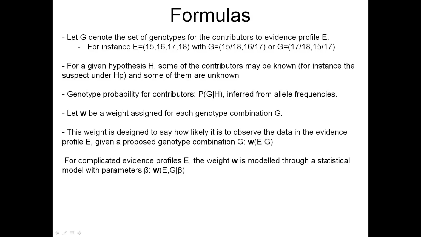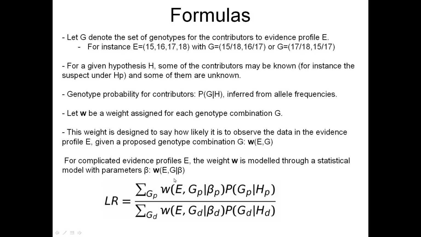It's modeled through a statistical model with parameters beta. So the weight also depends on unknown model parameters. So we can now construct the LR from this, by traversing over all possible genotype combinations under each of the hypotheses. So the first part of this expression is the weight, and the second part of the expression is the probability of the genotypes. We have also the model parameters belonging to each of the hypotheses. The formula is different for the qualitative and the quantitative model.